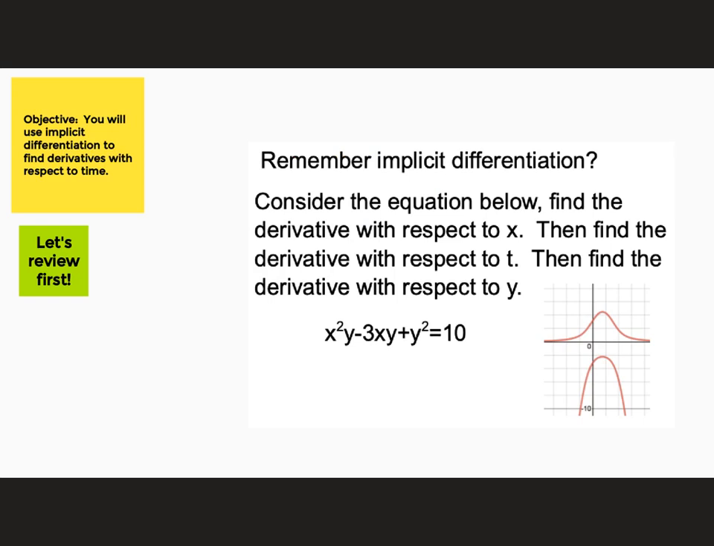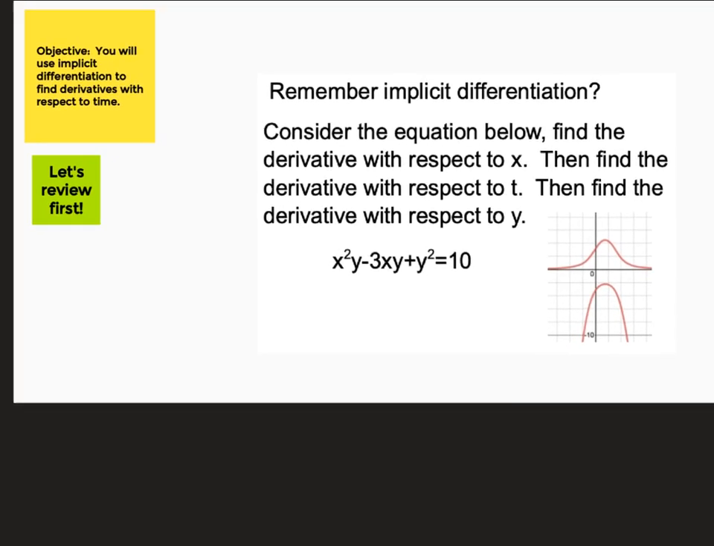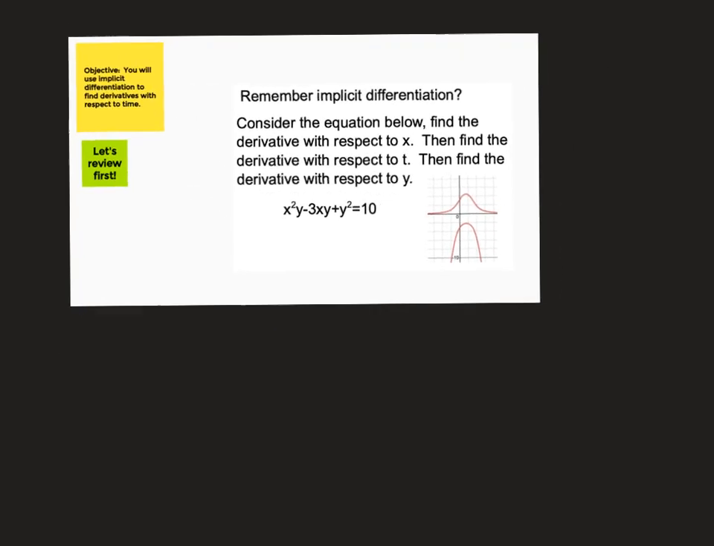Alright, so now we have implicit differentiation that we were calling: find the derivative with respect to x, find the derivative with respect to t, find the derivative with respect to y. So a whole bunch of things. So let me shrink this, if it lets me, there we go.